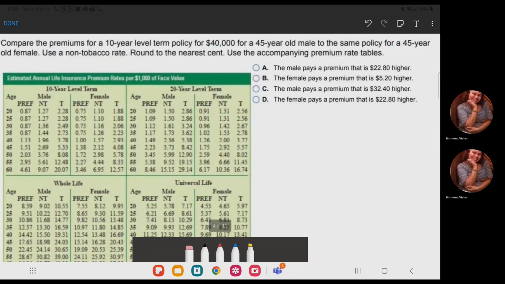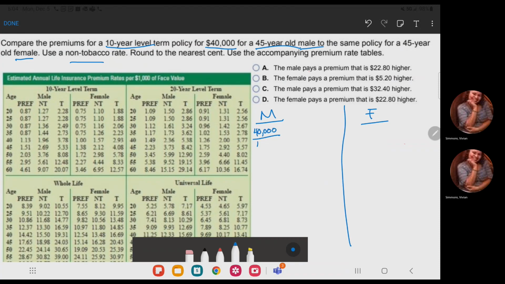Now I want to compare the premiums for a 10-year level term policy for $40,000 for a 45-year-old male and the same policy for a 45-year-old female on a non-tobacco rate. So non-tobacco, we have male and female who are both 45 with a $40,000 policy with a 10-year level. Okay, so what I like to do is separate. I have male on this side, female on that side. So they're both 40,000 divided by 1,000 times I need to find their rate.